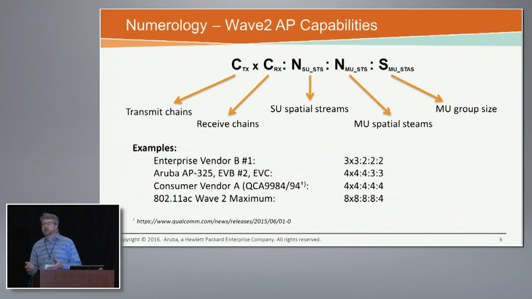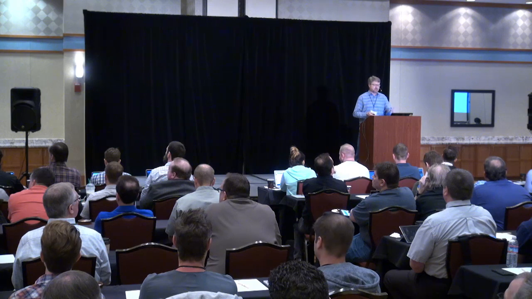And then, of course, the consumer vendors, as everybody knows, tend to get in the market a little quicker and be out a little in front of the enterprise vendors. So there is a consumer vendor, actually there's a couple of vendors now, with a 4 MU chain AP, which can communicate with 4 stations at the same time. And of course, the standard permits 8 by 8 with 8 streams of SU, 8 streams of MU, and 4 simultaneous clients, right? Everybody with me so far? Okay. And you can see why you need the 5th digit, right?